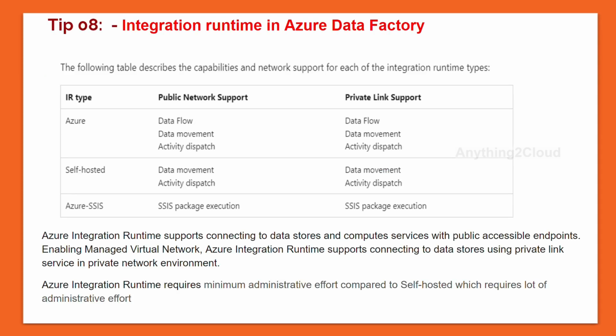The next topic is integration runtime in Azure Data Factory. In Azure Data Factory, we have close to 3 integration runtimes. The first one is Azure, the next one is self-hosted, and the third is Azure SSIS. If you see the screenshot here, the Azure and self-hosted integration runtimes support both data movement as well as activity dispatch in both private and public networks. But Azure SSIS is mainly for SSIS package execution in both public and private networks.